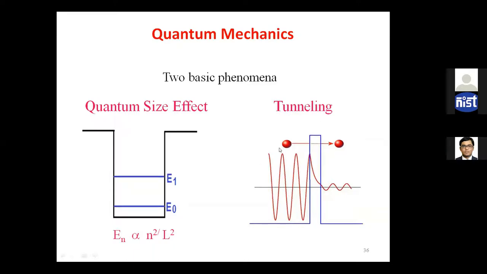So as per classical physics, if we strike a ball at a barrier, getting the ball on the opposite side of the barrier is zero. However, in quantum mechanics, if the barrier is very thin, on the order of angstroms, and you impart energy to the barrier, there is a chance that some of it can penetrate the barrier, and you can get the energy on the opposite side. This phenomenon is called tunneling. These two phenomena are the basics of quantum mechanics. And today, the rest of the lecture will discuss the quantum size effect and tunneling and their application in devices.